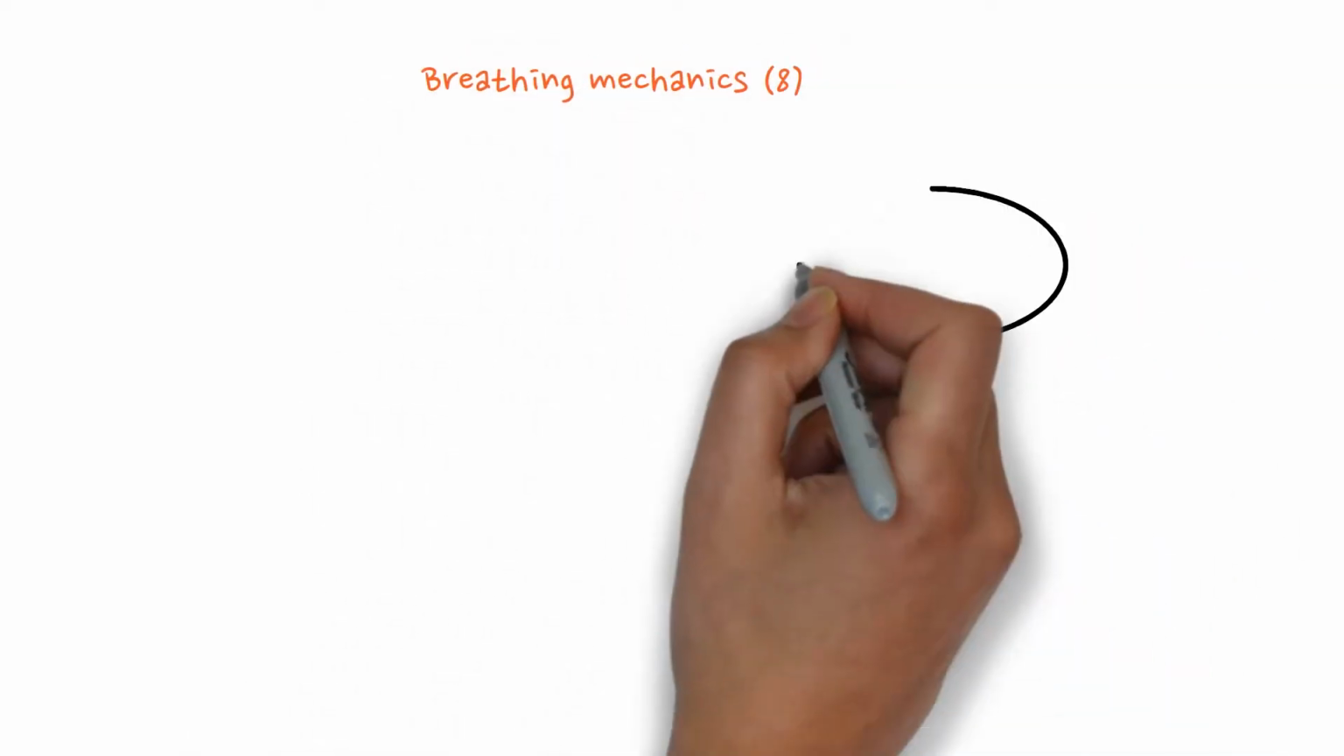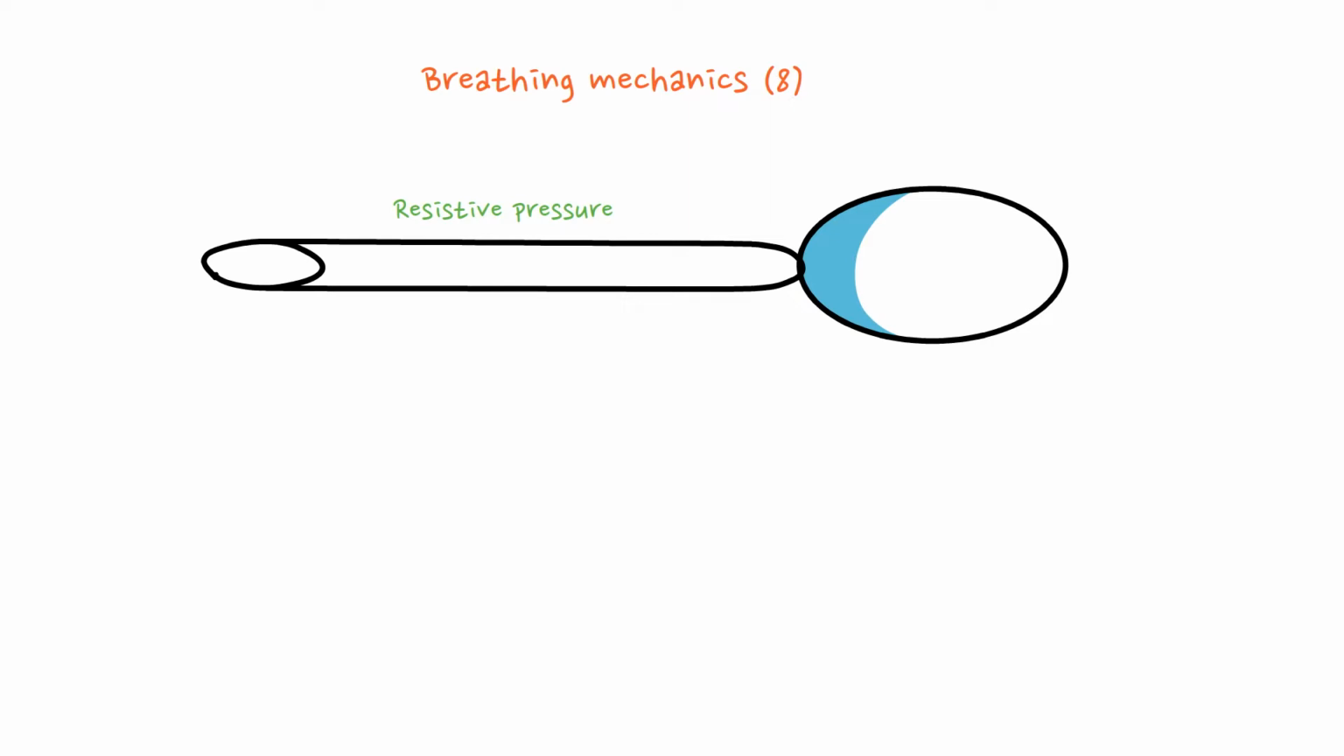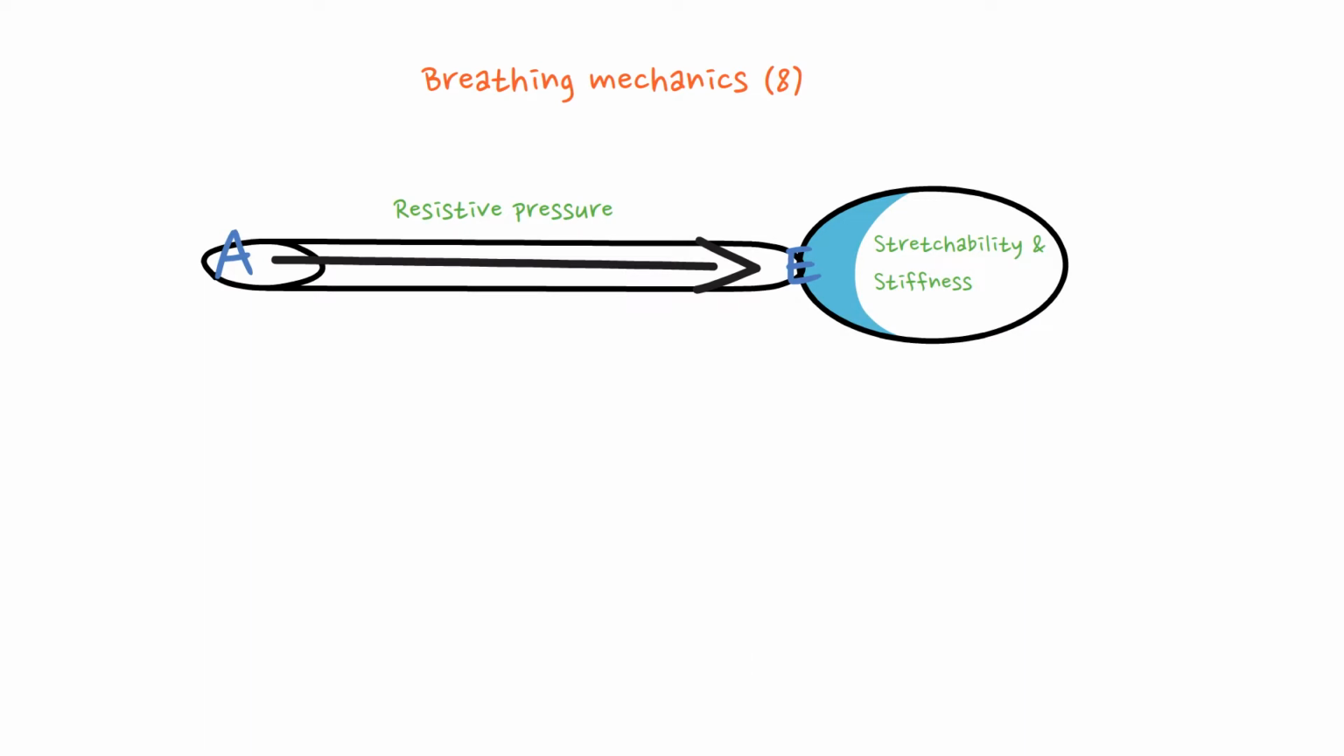Last video we talked about resistive pressure, which is the pressure needed to overcome the tube resistance and drive the flow in the tube, let's say from point A to point E. Now the balloon, we said it has a different shape and different surface area, so we're talking about something called stretchability and stiffness. Stretchability and stiffness are opposite to each other.